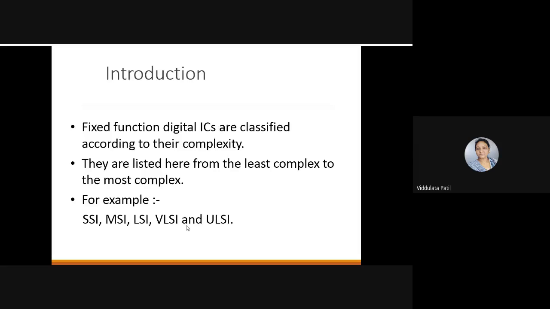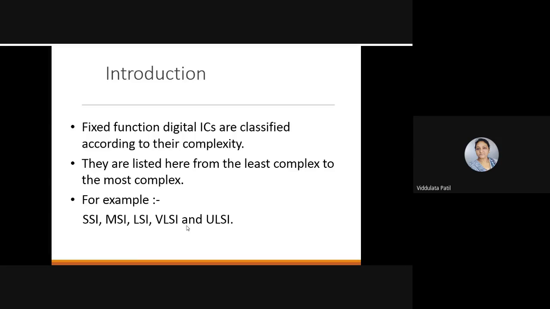So here, as we know, fixed function digital ICs are classified according to their complexity. So as we have different fixed function ICs like various gates, then other circuitries, then flip-flops, depending on the complexity they are listed from the least complex to the most complex. For example, SSI, that is a, what is meant by SSI?